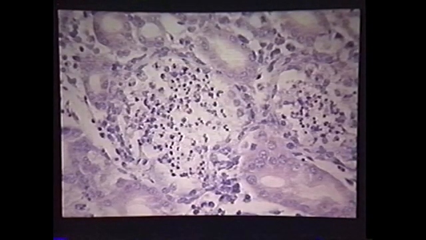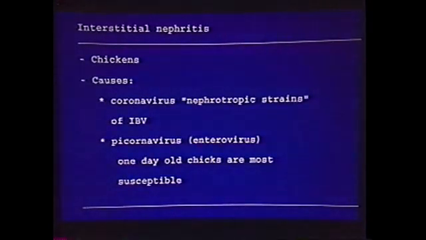Histologically, there is massive necrosis of tubular epithelium, edema, and massive infiltration of heterophils. This is an early stage. Later on, there will be fibroblasts and plasma cells, and other cells will appear in the area.